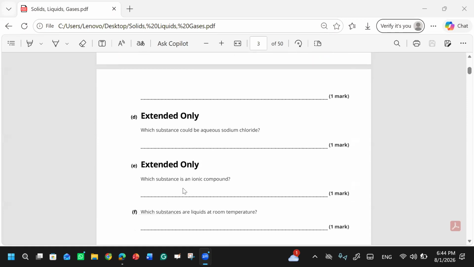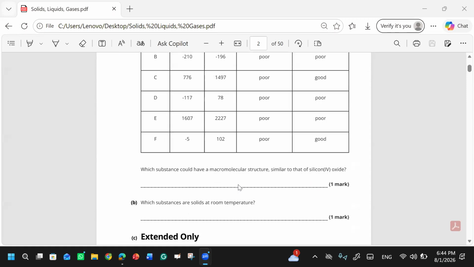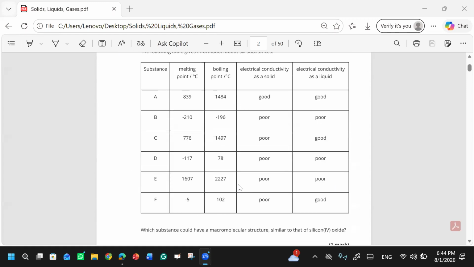Which substance is an ionic compound? Which one is an ionic compound? C. Why?